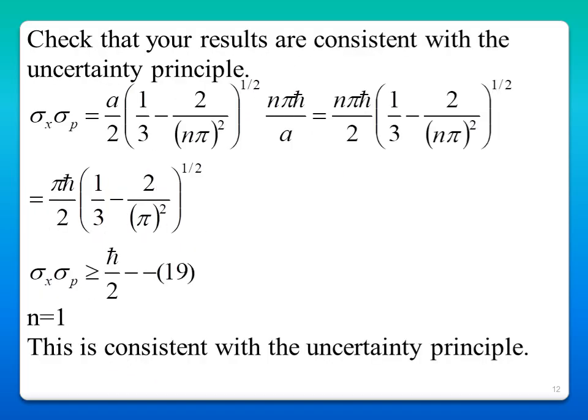Now we have to check whether it is consistent with the uncertainty principle. So sigma x sigma p is, substitute the value, then we will get it is nπħ by 2 into 1 by 3 minus 2 by nπ whole squared whole power half. So if you substitute n is equal to 1, then we will get it is πħ by 2 into 1 by 3 minus 2 by π squared whole power half. So it is greater than ħ by 2. So when n is equal to 1, this is consistent with the uncertainty principle. Thank you.